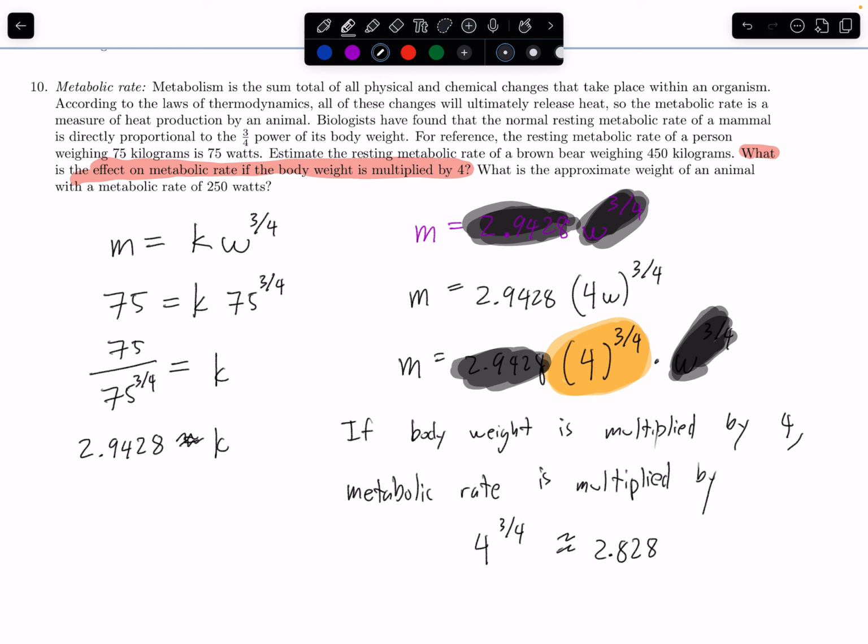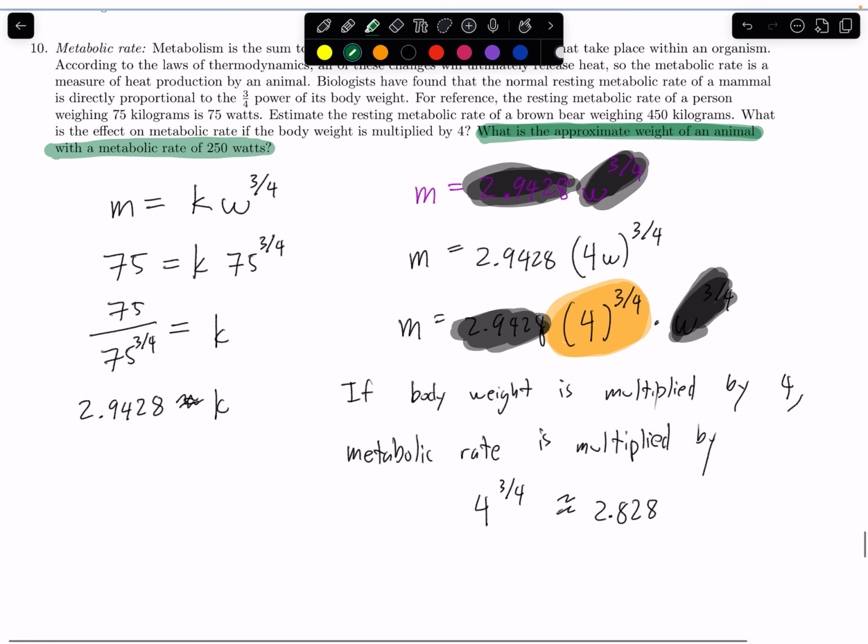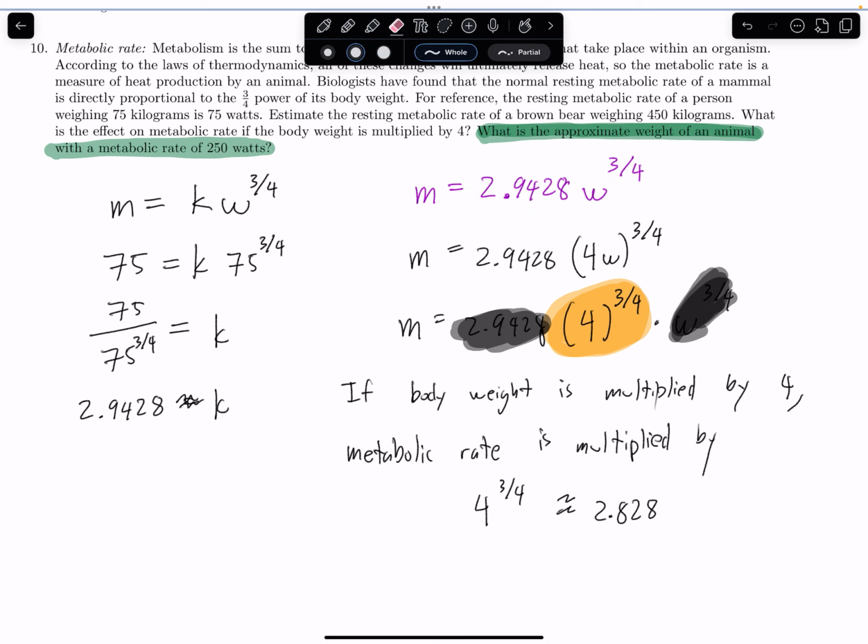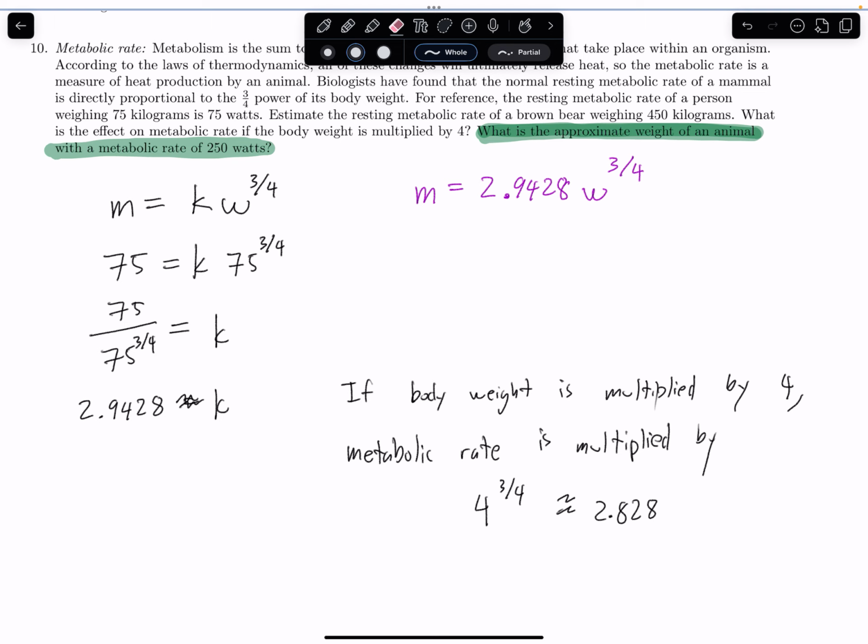Okay, cool. So now one last remaining question. What is the approximate weight? So this time they're asking for the weight, and they're going to give us the metabolic rate, yeah? Of an animal with metabolic rate of 250 watts. Okay. So for that, guys, I'm going to erase all this old work, come back to that equation that I had, and answer that portion of the question.